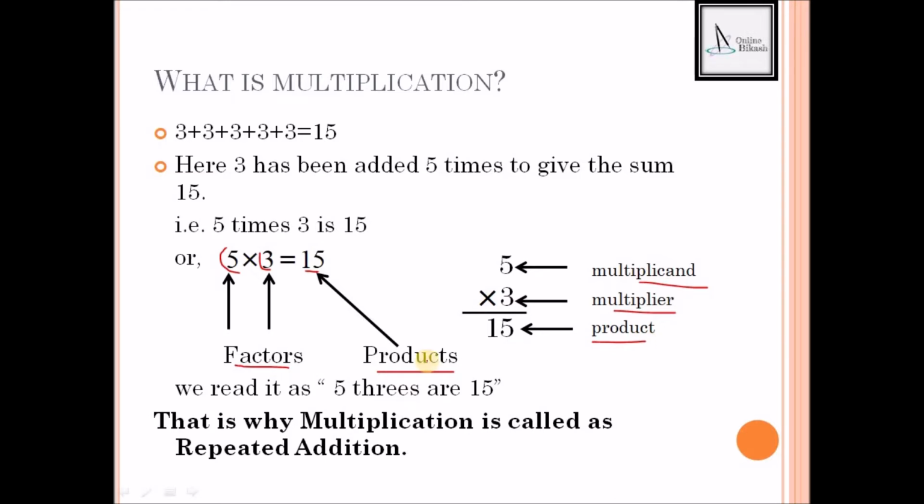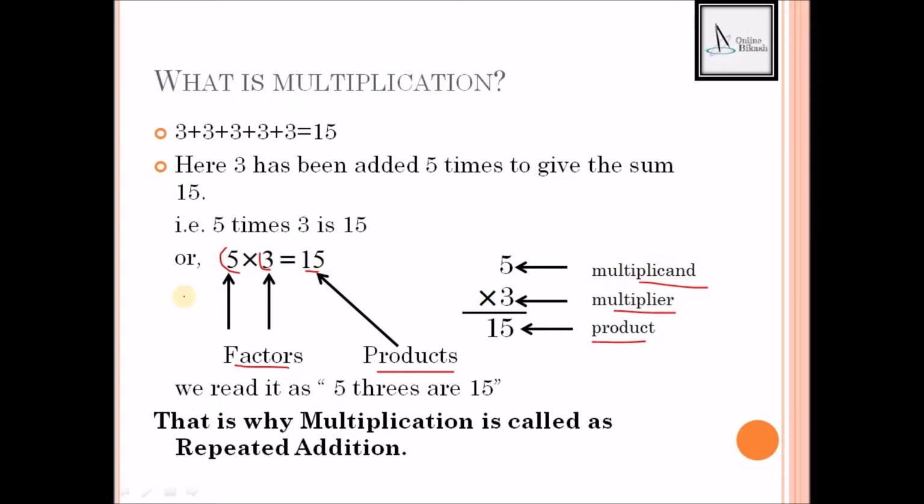We read it as 5 3s are 15. Many students, when they are reading the table, use a word, jar. 5 3 jar. I don't know why they are using this word jar, but actually it is 5 3s are 15. 5 3s are 15. 5 4s are 20. 5 5s are 25. 5 6s are 30.